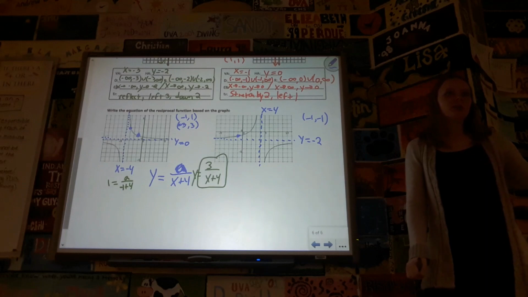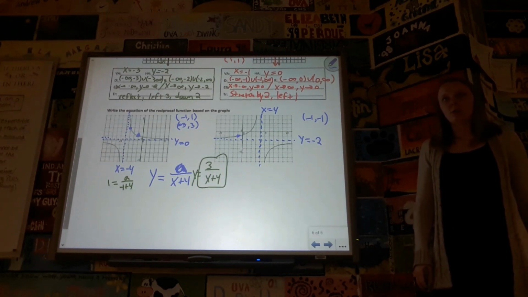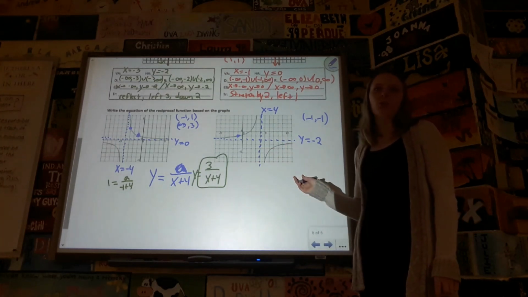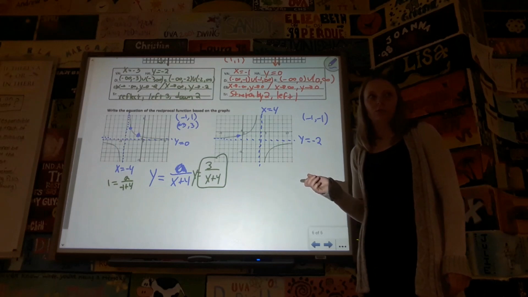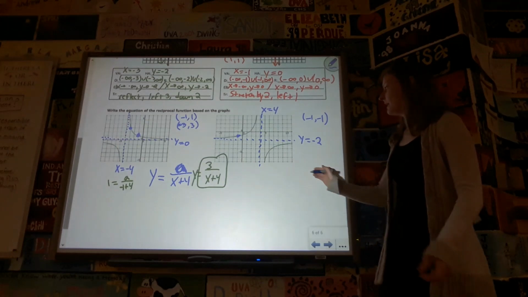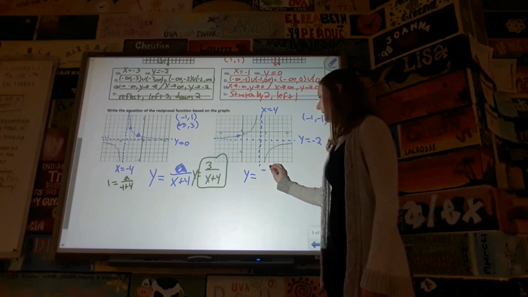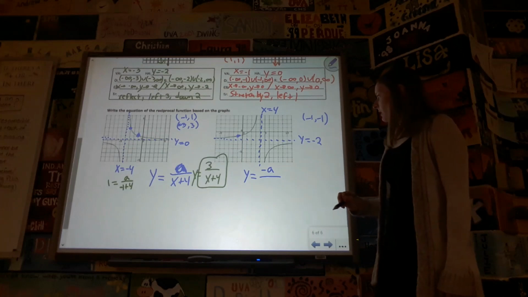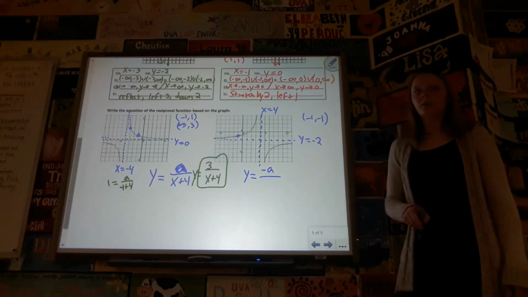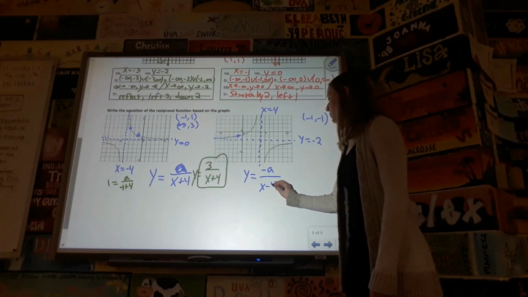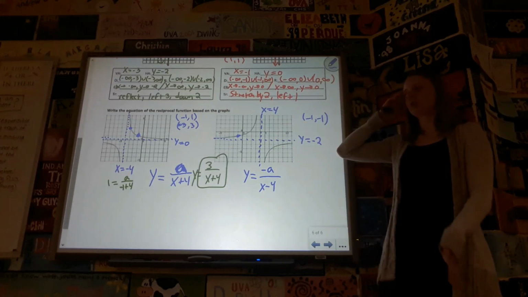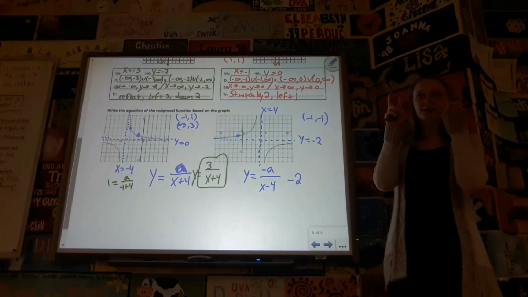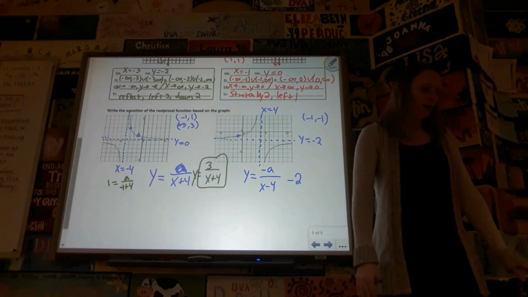Okay, so first things first, let's look to see whether there's a reflection or not. Remember the parent function was in quadrants 1 and 3? This one's in 2 and 4. So it did reflect, so we know that when we write our equation, it's going to be negative a up here. And then what would be in the denominator? X minus 4, because the vertical asymptote was positive 4, so it changes sign. And then what's this bottom? Minus 2.